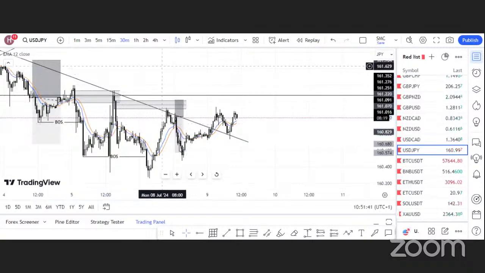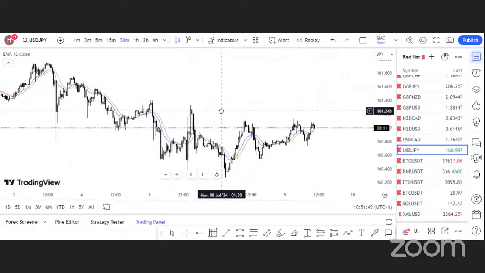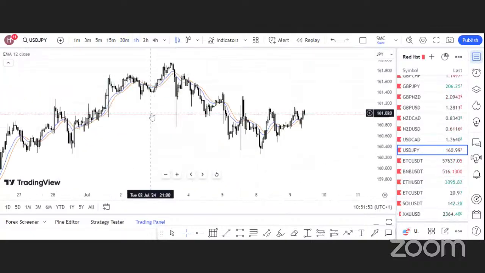All right, let's analyze USDJPY. So I'm going to delete all the previous analysis here and make a fresh one. Let's go to the 1 hour time frame.